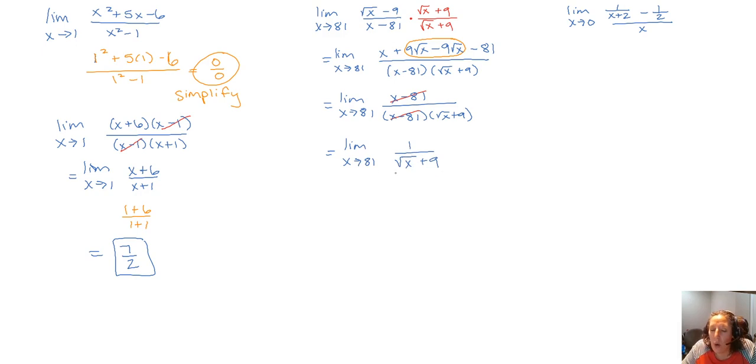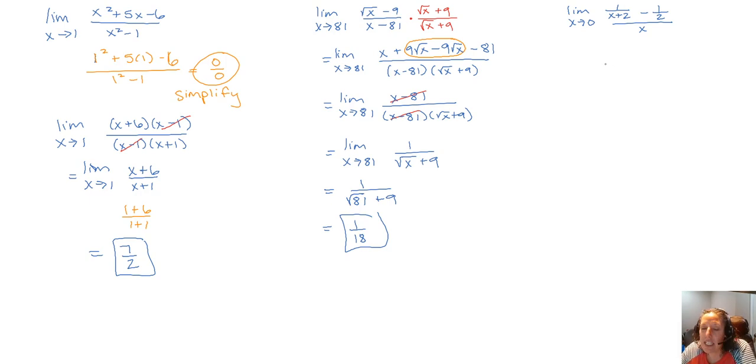And this one doesn't look a whole lot better than what we started with, but one major difference has occurred. And that is now when we plug in x equal 81, we do not get a 0 in the denominator. We get 1 over square root of 81 is 9, plus 9, we get 1 over 18. And that's something that would probably be a little hard to identify when you're looking at either a graph or even a table, because 1 over 18 is not a fraction that we're typically familiar with.